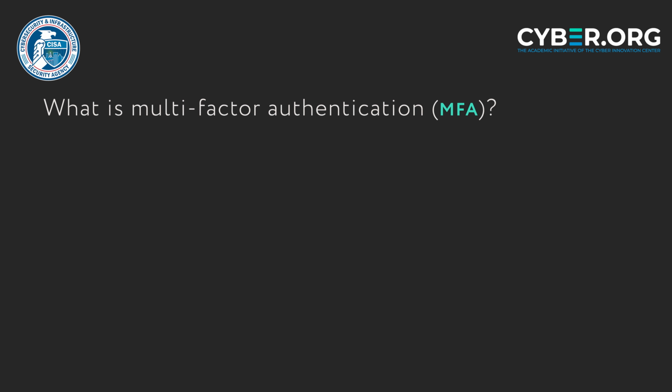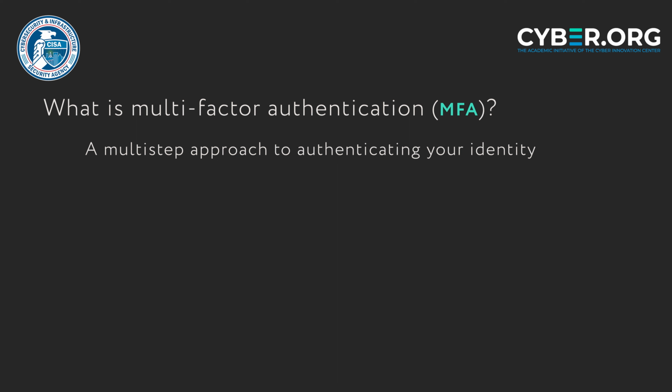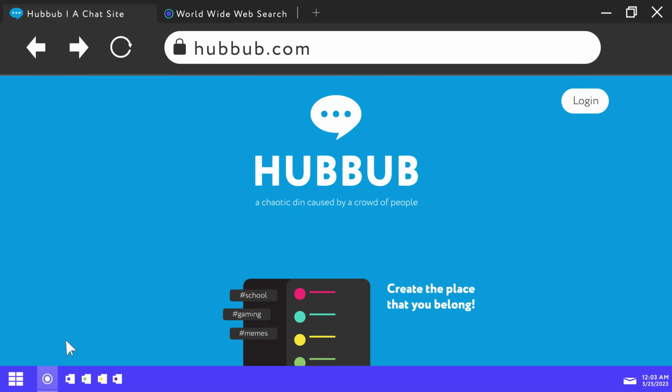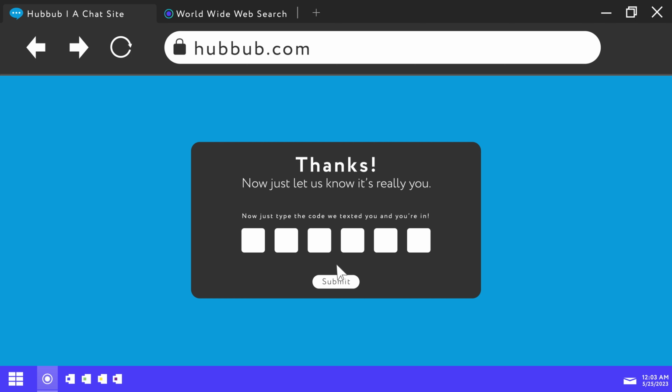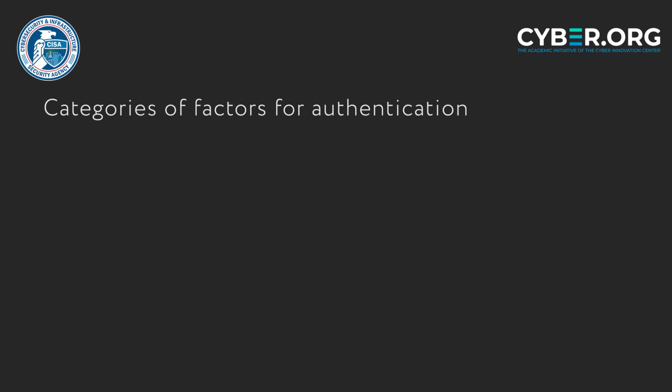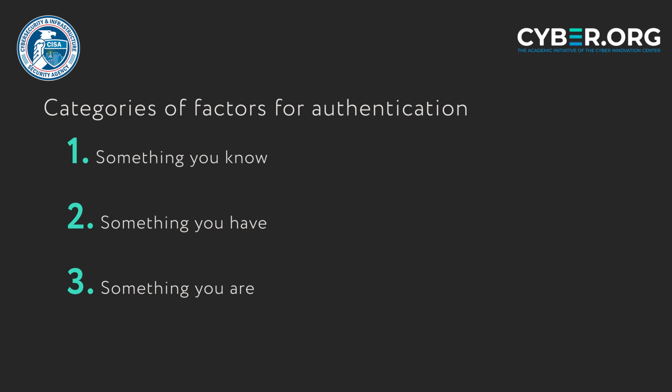So what exactly is multi-factor authentication, or MFA for short? It's simply a multi-step approach to proving you are you, or authenticating your identity. Authentication in the cyber world often means accessing your accounts or information by requiring more than one factor. Basically, a factor is another way to verify you are who you say you are. The most common factors used fall into three categories: something you know, something you have, and something you are.